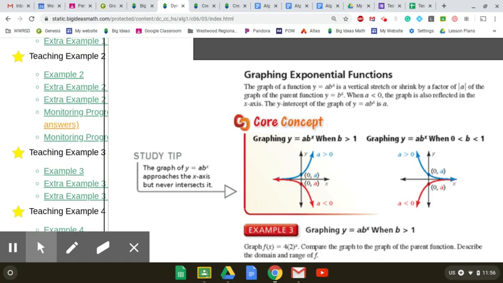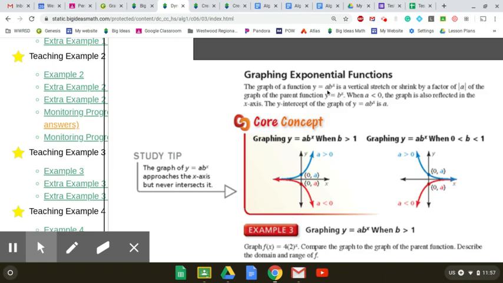Let's look at graphing exponential functions. The graph of the function y equals a times b to the x power is a vertical stretch or shrink by a factor of a of the graph of the parent function y equals b to the x. So that means that the parent function is just the base, the b, raised to the x power with nothing else, just the base and the x.